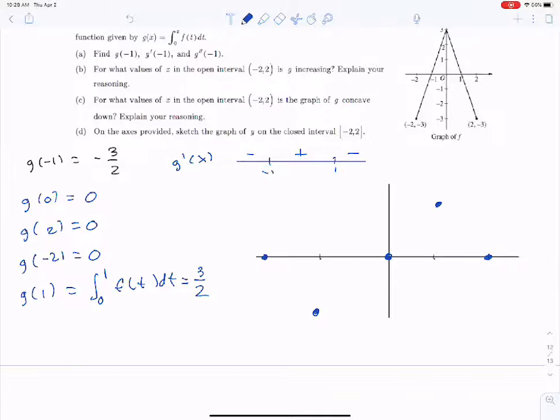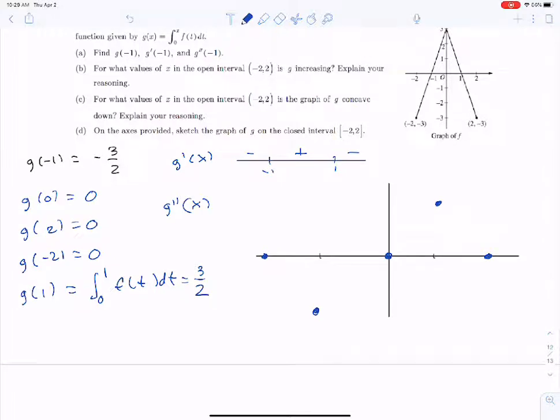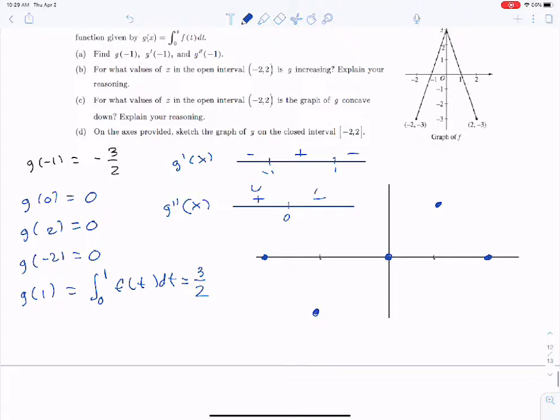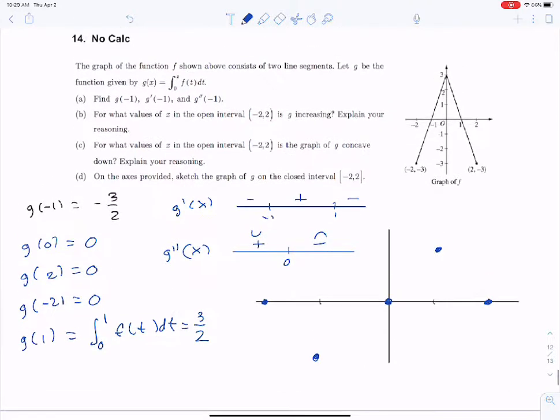Also, looking at concavity, g double prime of x, we said the inflection point occurred at 0, and that it was concave up from -2 to 0, and then concave down. That's a down, not a plus. So concave up, then concave down after 0. Now let's go through the graph.